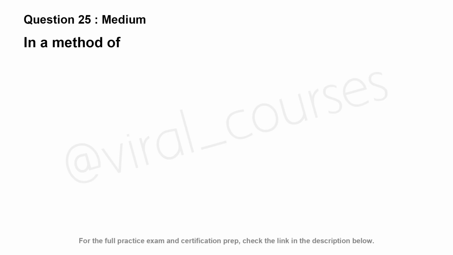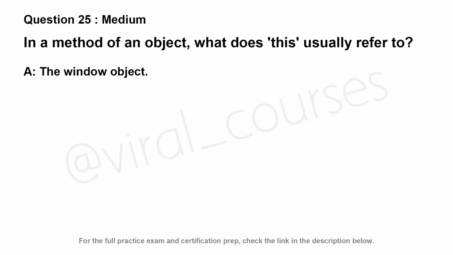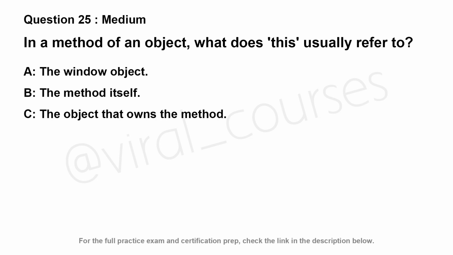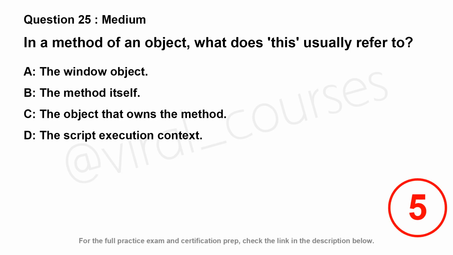In a method of an object, what does this usually refer to? Option A, the window object. Option B, the method itself. Option C, the object that owns the method. Option D, the script execution context.